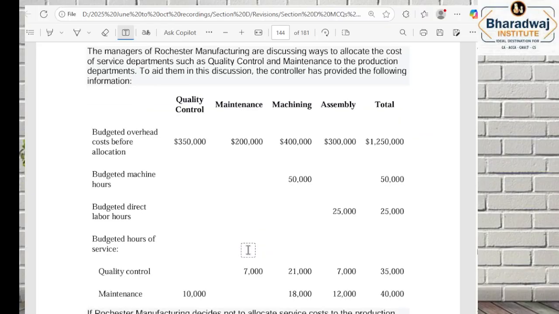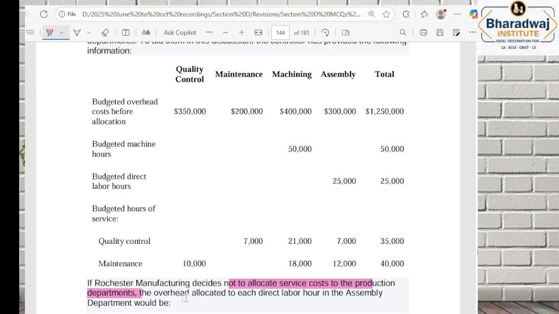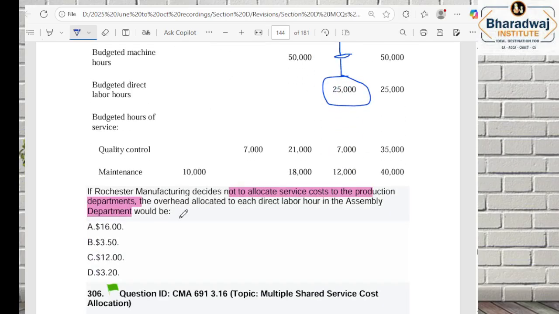Next. They do not want to allocate service cost to the production department. Overhead allocated to direct labor in the assembly department would be 3 lakh divided by 25,000. Without allocating the service department cost, 3 lakh divided by 25,000. What is the cost? 12.